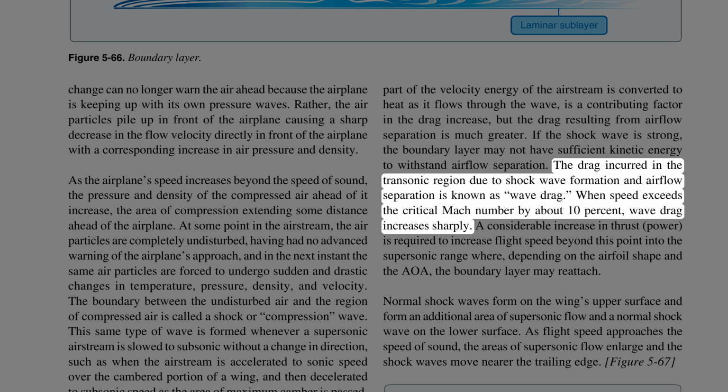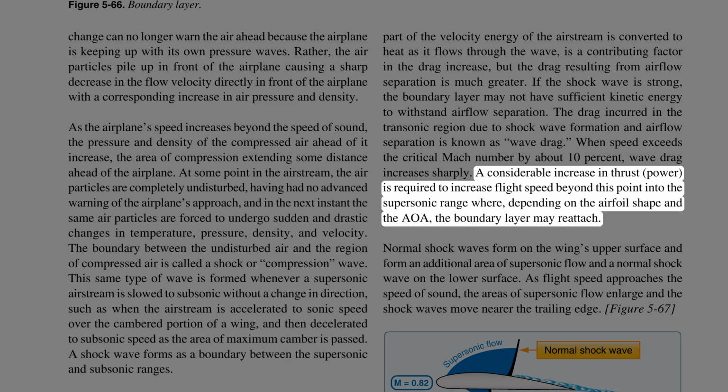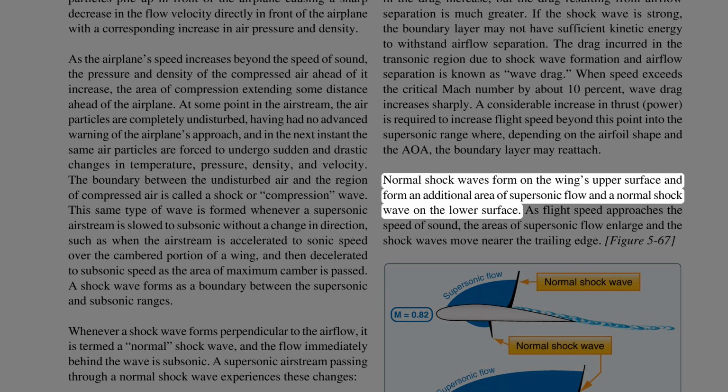When speed exceeds the critical Mach number by about 10%, wave drag increases sharply. A considerable increase in thrust, power, is required to increase flight speed beyond this point into the supersonic range where, depending on the airfoil shape and the AOA, the boundary layer may reattach. Normal shock waves form on the wing's upper surface and form an additional area of supersonic flow and a normal shock wave on the lower surface.